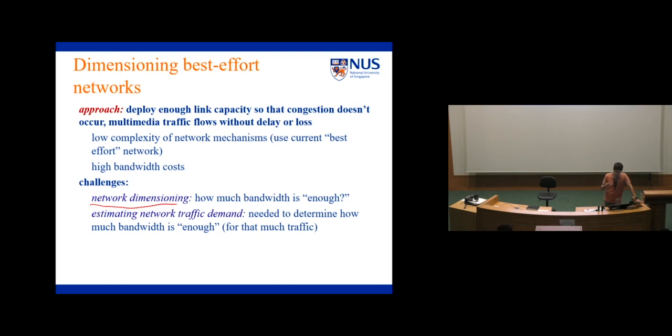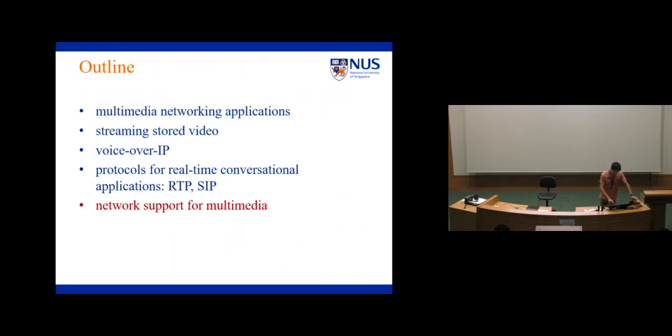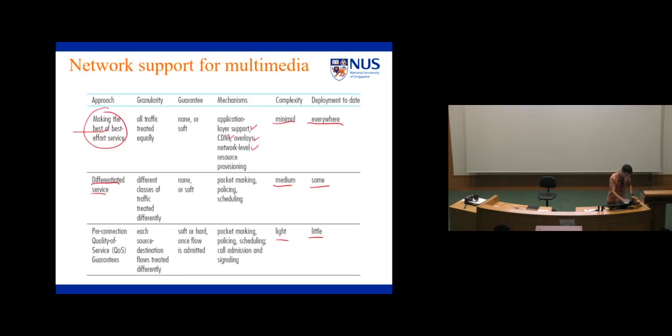Still, even if we do not configure our networks, even if we do not have mechanisms, throwing money in itself is a problem, and you may run out of money. That's another constraint. So, thus far, we discussed the best effort service, correct? It's a one-size-fits-all type of service model.